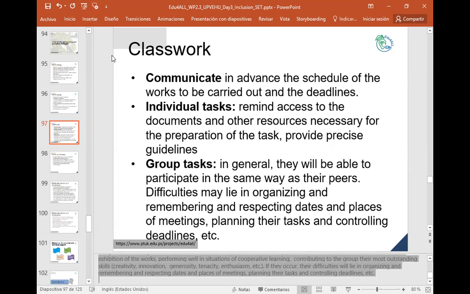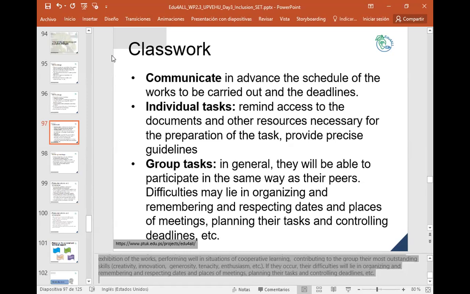However, sometimes it may be necessary to remind them of access to the documents and other resources necessary for the preparation of the task, to provide them with precise guidelines of what they are asked to do, how they should present the work, etc. They may require more time for the presentation of works, practices, etc.